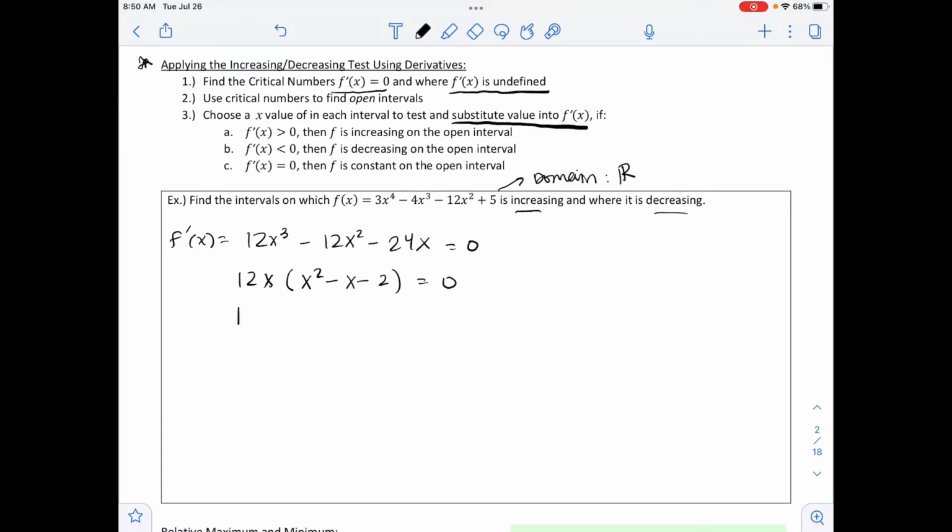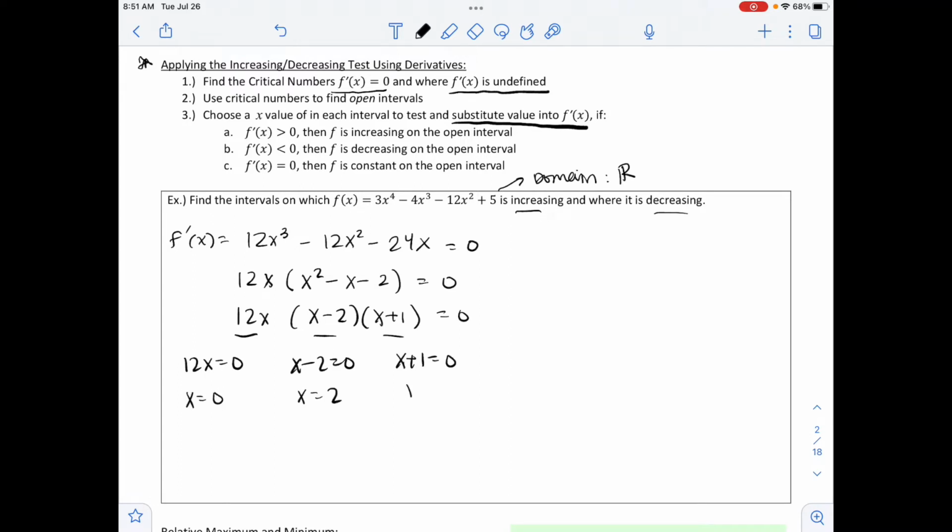And we can continue and factor this. And so this factors to x minus 2 and x plus 1 using that guess and check method. And again, checking to make sure that you factor that correctly. And then from here we have 3 factors. I'm going to set each of these equal to 0. So we have 12x equals 0, x minus 2 equals 0, and x plus 1 equals 0. I get x equals 0, x equals 2, and x equals negative 1. And so these are my critical values or critical numbers. I'm going to label this CV for critical values.